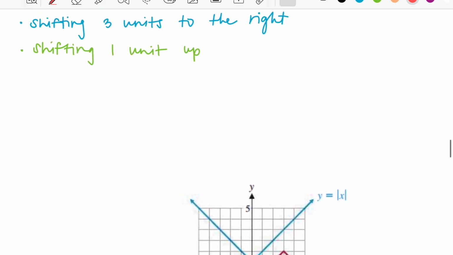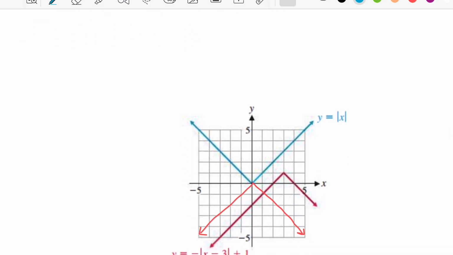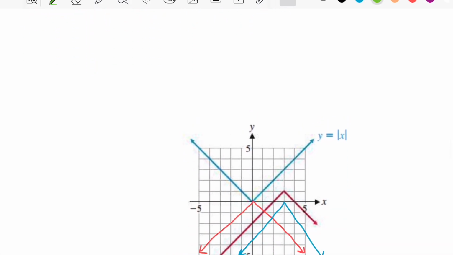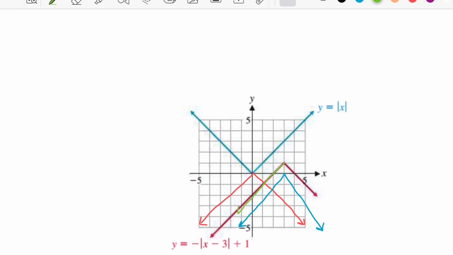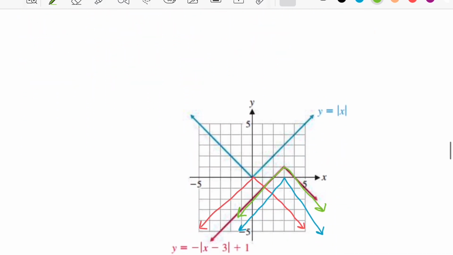Then what we did was we shifted it 3 units to the right. So that looks something like this. And then the last thing that we did was we shifted it 1 unit up. And then that is our final graph here. Right, so that's what it looks like if we were to combine a bunch of our graph transformations.